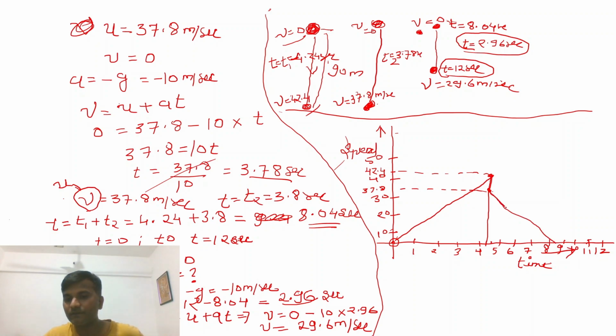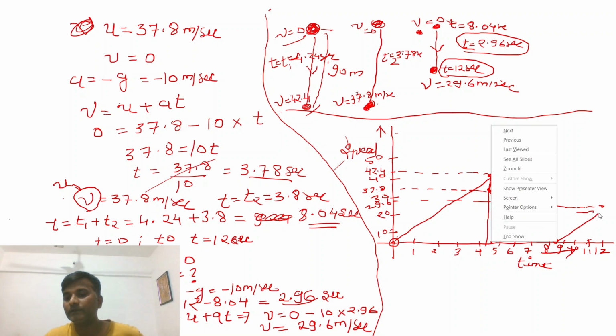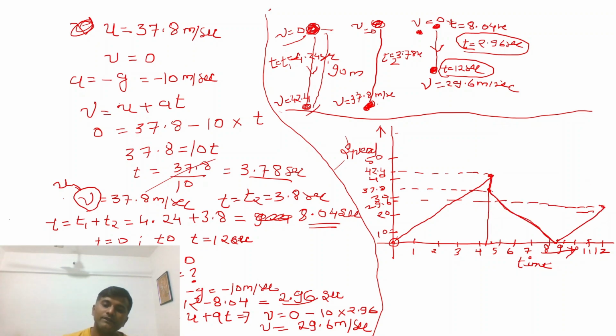This will be a straight line. Okay, sorry for the line. This is 8.04. Now from 8.04 to 12 seconds, it will again come down, therefore the velocity will increase, and it will go to 29.6 meter per second, around here. So this is 12 seconds, right? So it will increase and go something like this. So this will be the graph.